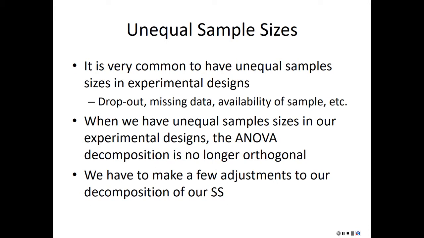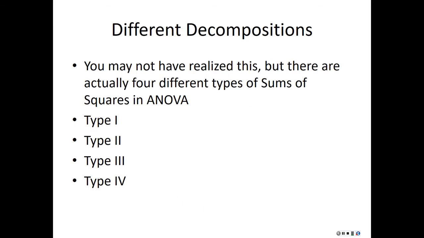I know we've done some analysis with that already this semester, but theoretically, we've only been dealing with equal sample sizes. So when we build our model, when we have unequal sample sizes, the decomposition that we have been talking about is not orthogonal. So we have to make a few adjustments when we actually calculate our sums of squares. So there's actually multiple types of sums of squares that can be calculated depending upon how you want to calculate it. So there's 4 types. So there's type 1, type 2, type 3, and type 4.